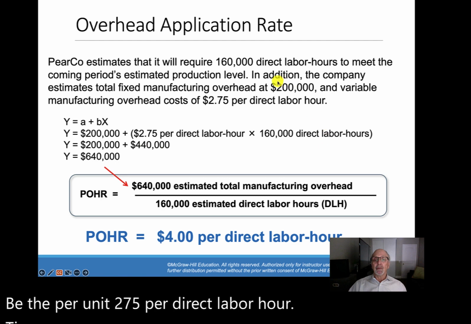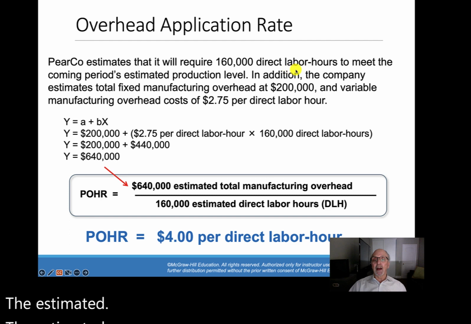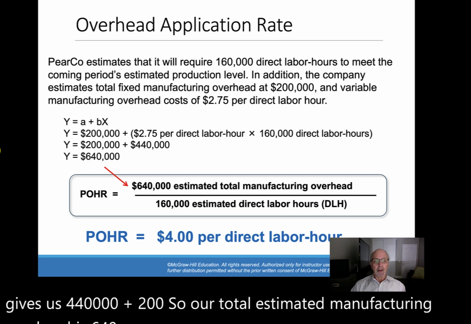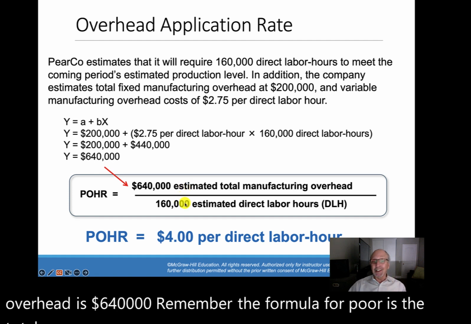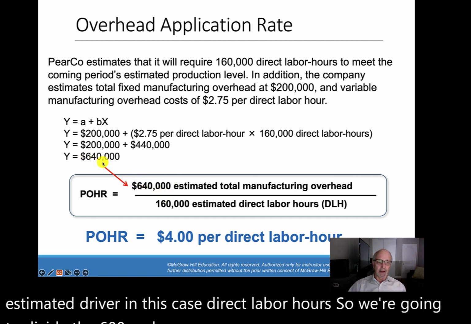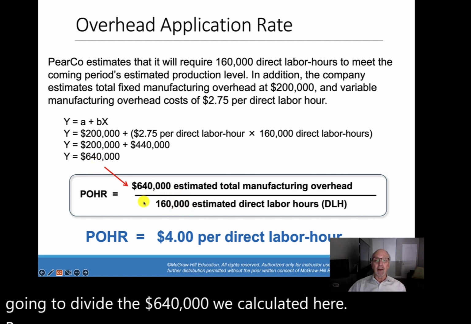times the estimated activity of 160,000 direct labor hours. So this gives us 440,000 plus 200. So our total estimated manufacturing overhead is $640,000. Remember, the formula for POHR is the total estimated manufacturing overhead divided by the total estimated driver, in this case, direct labor hours. So we're going to divide the $640,000 we calculated here by 160,000 direct labor hours, and we get a POHR of $4 per direct labor hour.